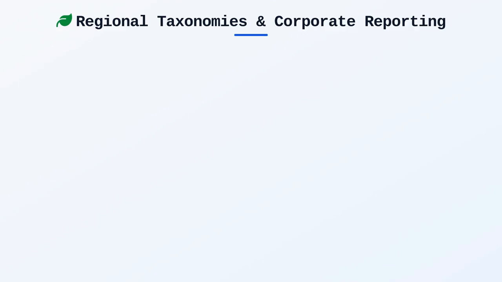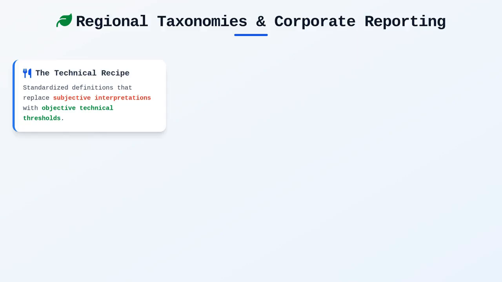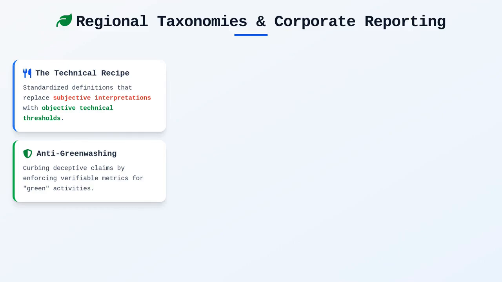Beyond the European model, the implementation of regional taxonomies has profound implications for how corporations report their transition plans and capital expenditures. These taxonomies reduce the cost of compliance and increase transparency because they essentially provide a technical recipe for what constitutes a green activity. By standardizing these definitions, regulators are successfully curbing the potential for firms to engage in greenwashing by shifting the debate from subjective interpretations to objective technical thresholds.